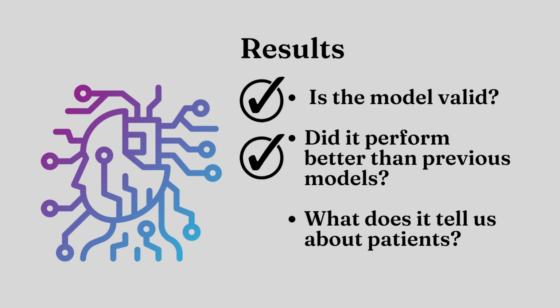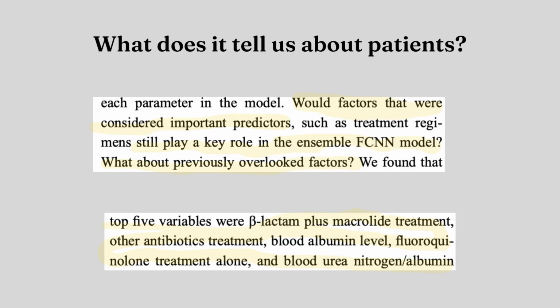Now we want to know what this actually tells us about patients, which is sometimes the hardest to figure out in these kind of papers. One question that the researchers had was whether any of the 62 features that they input would be shown to be more important than expected on a clinical level. And they found the top 5 most important variables were the antibiotic treatment and the albumin and BUN levels. Occasionally, models have demonstrated that they give more weight than expected to certain variables, which could help with optimization of patient care protocols, for example.